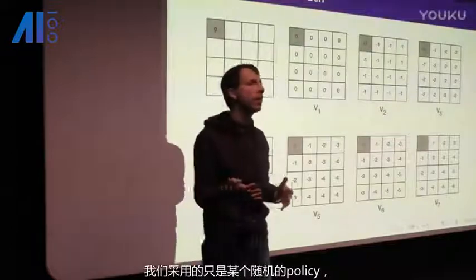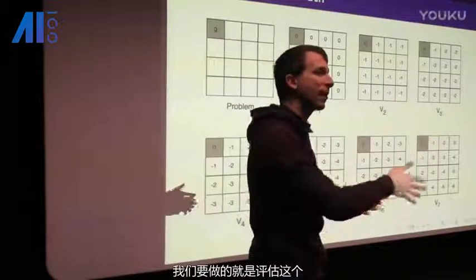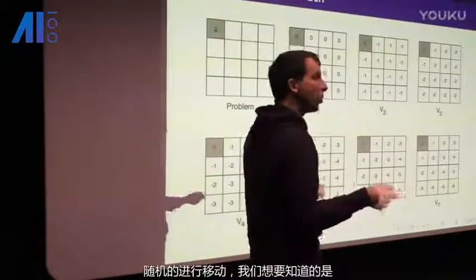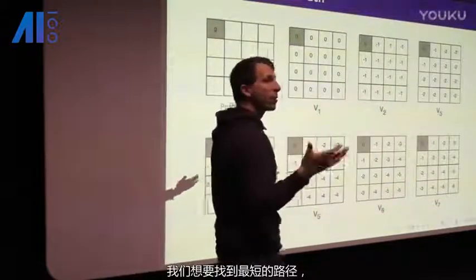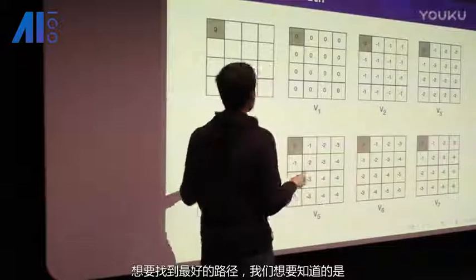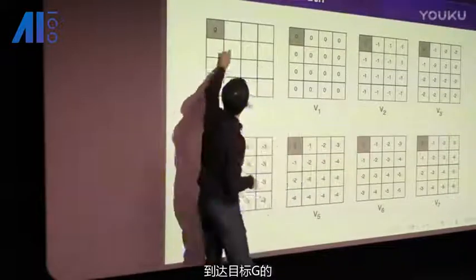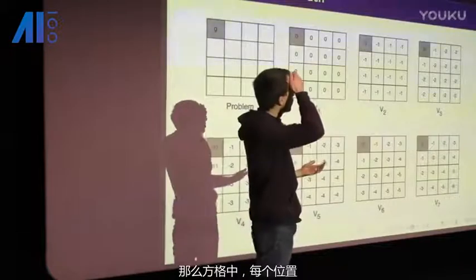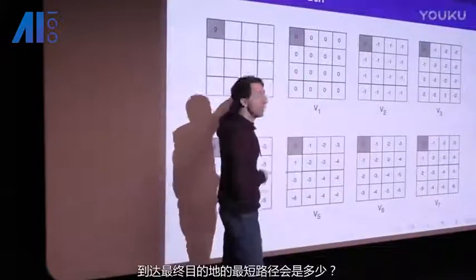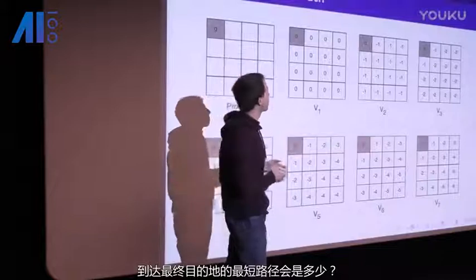But whereas before we were looking at some random policy, and we were just trying to evaluate that random policy, doing some random walk, and we wanted to know how long until you hit the grey state, here we're trying to find the shortest path, the best path. We want to know what's the optimal policy for reaching this G. If it's -1 per step, what's the shortest path from any position on this grid to that grey state?